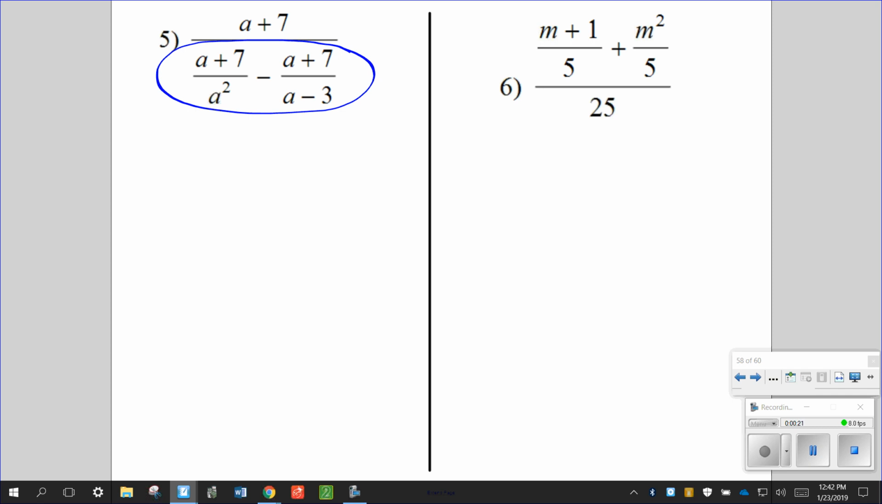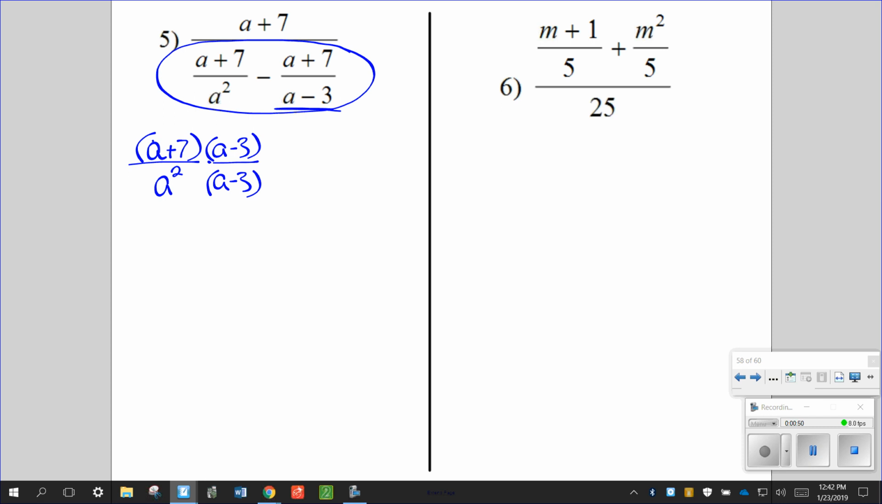All right, so a plus 7 over a squared minus a plus 7 over a minus 3. Different denominators, we have to make a common denominator so that we can do that subtraction problem. So the a plus 7 over a squared is missing the a minus 3 that the other fraction has. So we multiply by a minus 3 over a minus 3. And go ahead and put parentheses around everything so that you make sure to multiply.